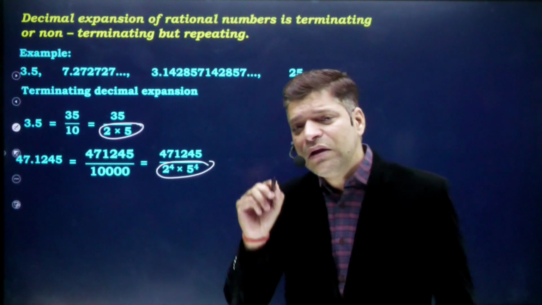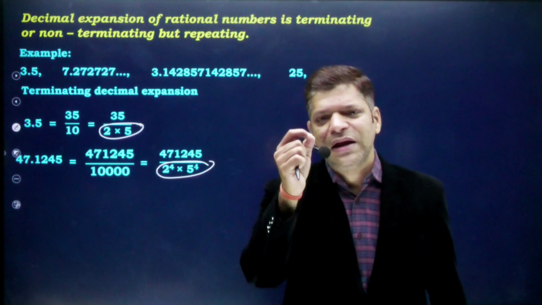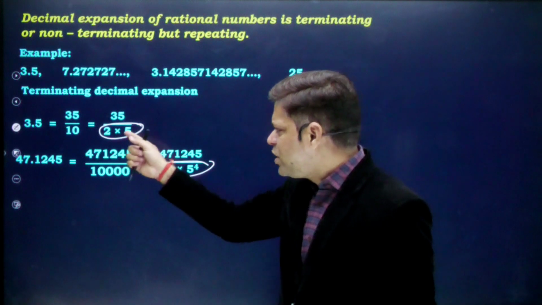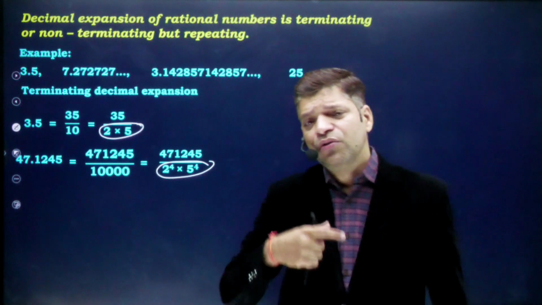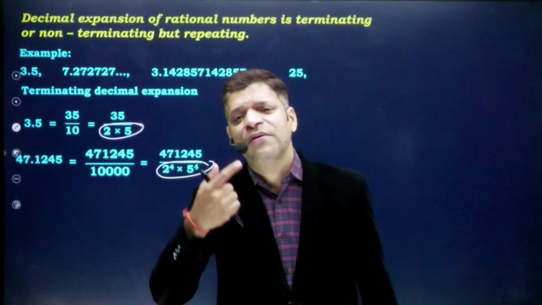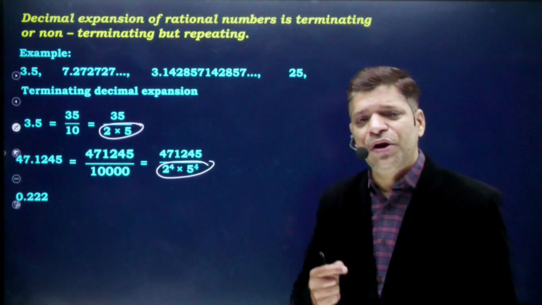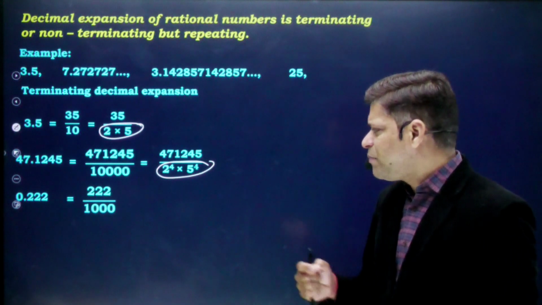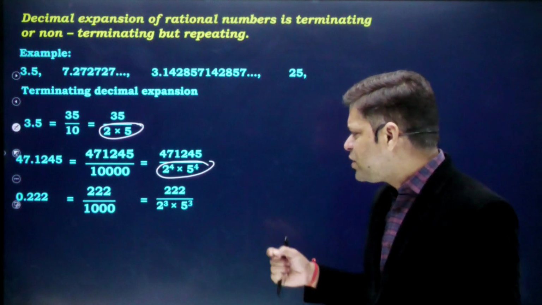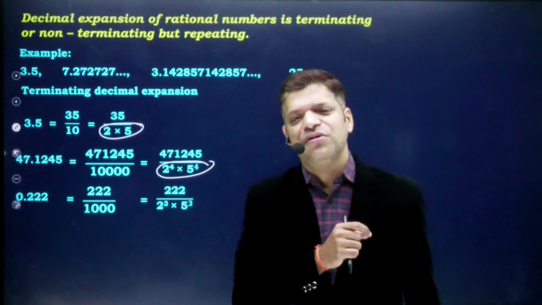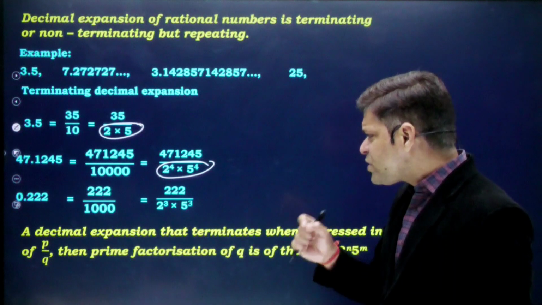Note the pattern, that is, which pattern the denominator q is taking. The denominator q is in the pattern of 2 multiplied by 5, and 2 raised to the power 4 multiplied by 5 raised to the power 4. Also the next example, 0.222. In this example it will be 222 divided by 1000, and 1000 can be written in the form of 2 raised to the power 3 into 5 raised to the power 3.